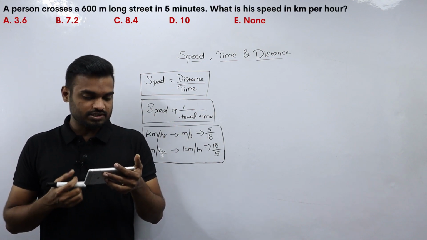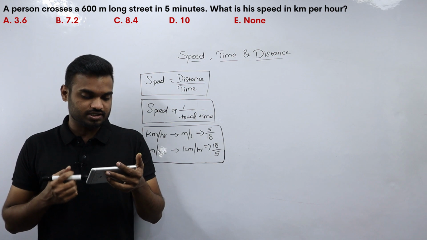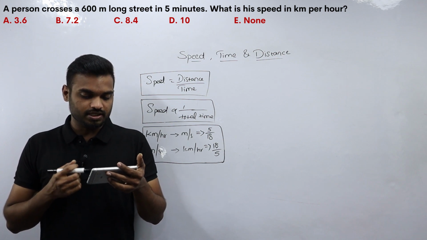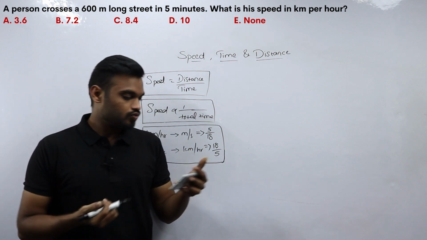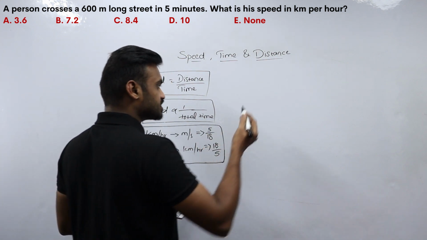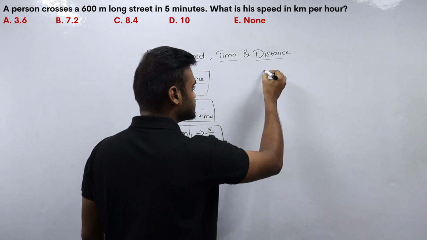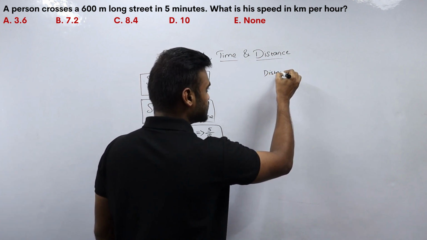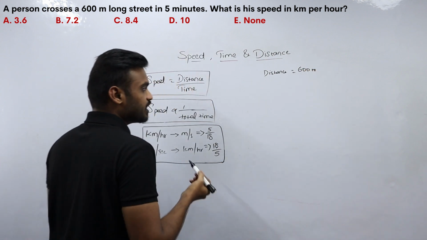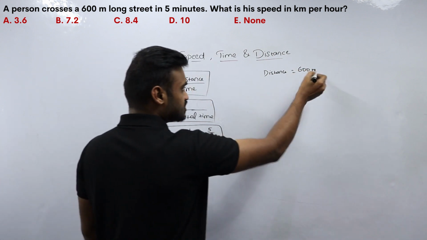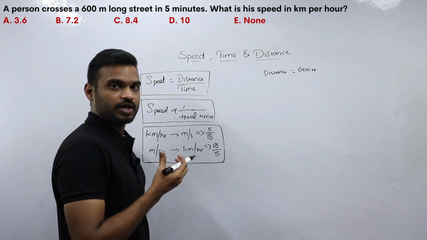They are saying that a person crosses a 600 meter long street in 5 minutes. What is his speed in kilometer per hour? So we need to find the speed of the man. What they have given is a 600 meter long street, so the total distance is 600 meters. And to cross the 600 meter long street, he is taking 5 minutes.